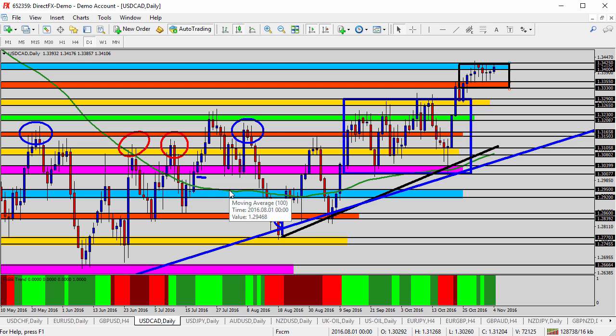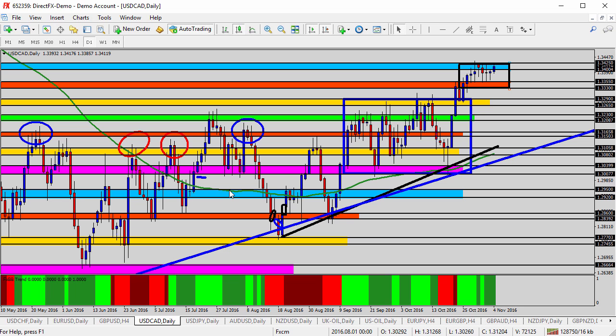But for the past week or so, we've been stuck inside a period of congestion. The black box, top right-hand corner of the chart, orange zone at the bottom, blue zone at the top. We're going to look for a breakout. If it's good news for the U.S., this likely continues that upside pressure. If it's bad news for the U.S., we'll look for this to turn down.